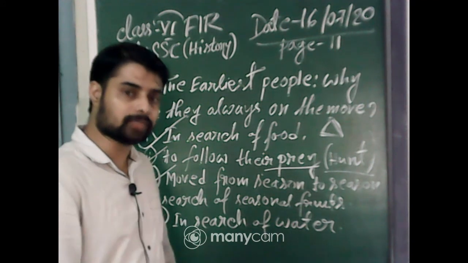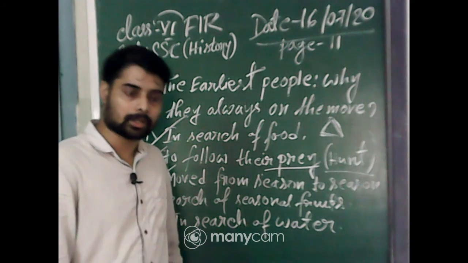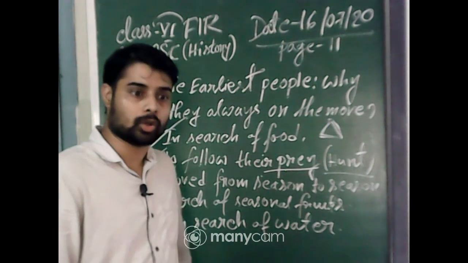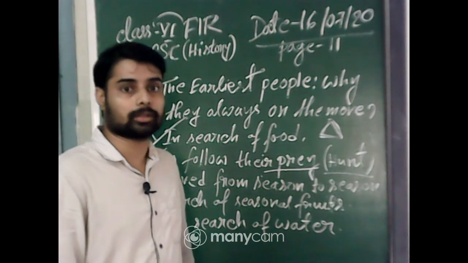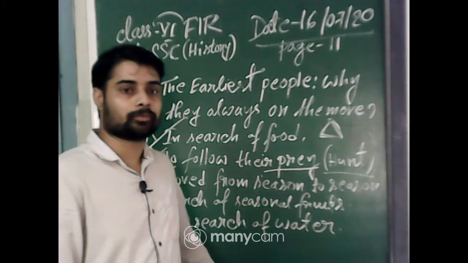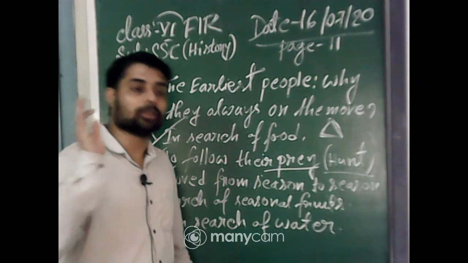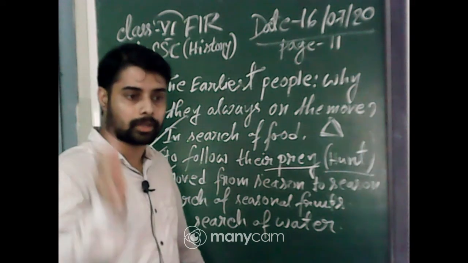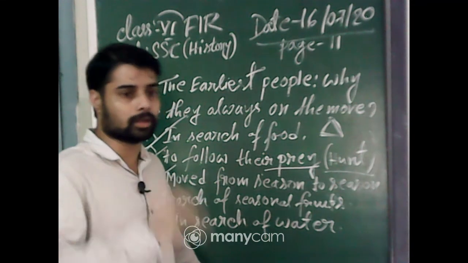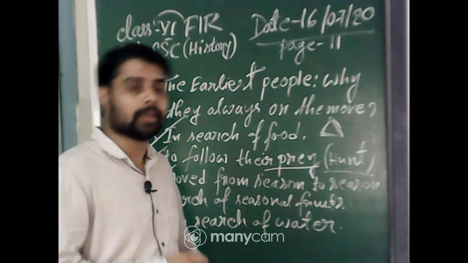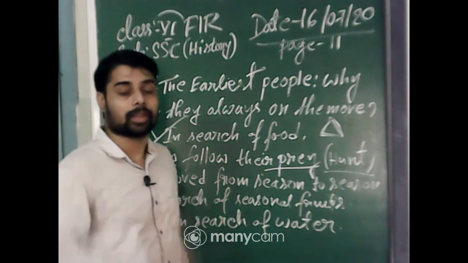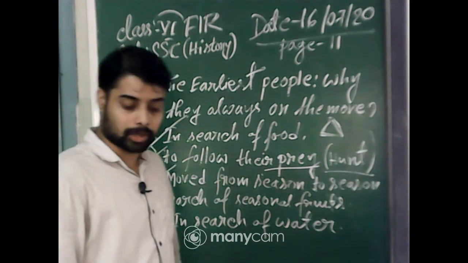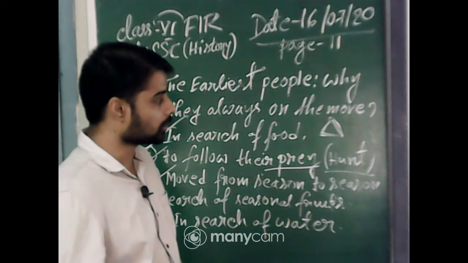So, water is very necessary for the people. That is why, when the rivers dried out, or the lakes or any water body by which they lived dried out because of drought or in the summer season, then they had to migrate from one place to another in search of water. So, that is why water is very necessary for them.